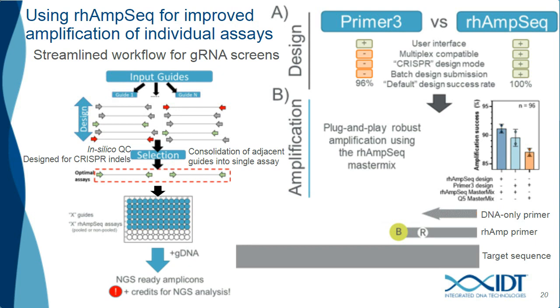Additionally, we demonstrate that the rhAmpSeq master mix can even be easily used without RAMP primers for efficient amplification of singleton assays with better performance compared to another master mix. For reference, the differences between DNA-only and RAMP primers are shown below. Differences are just the RNA base and the blocking group discussed in the prior slide.